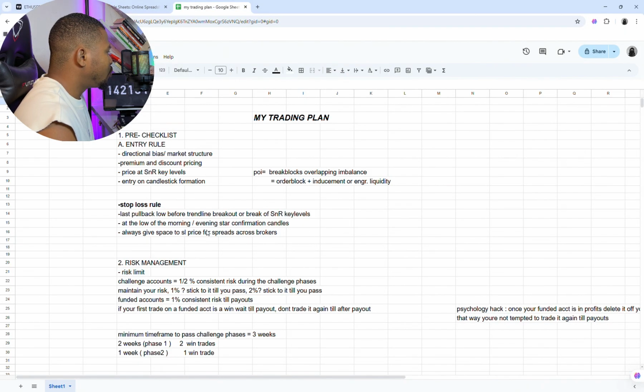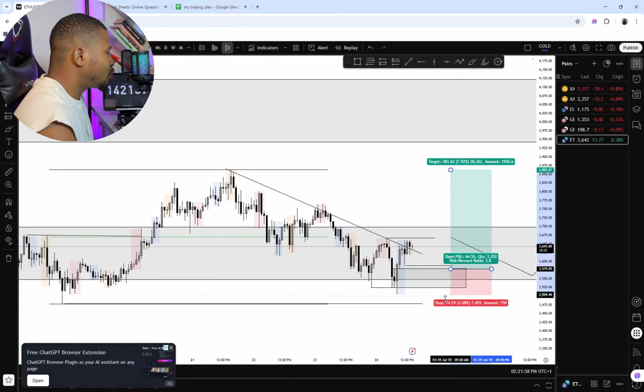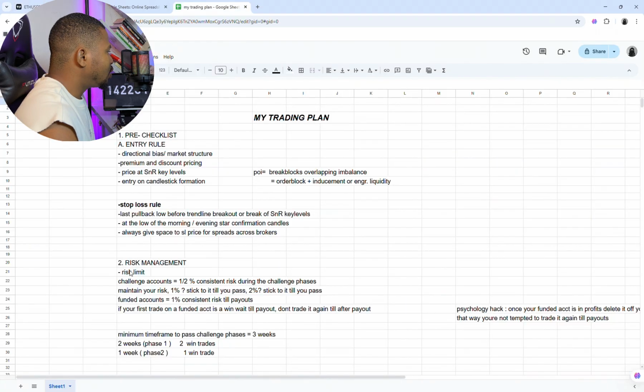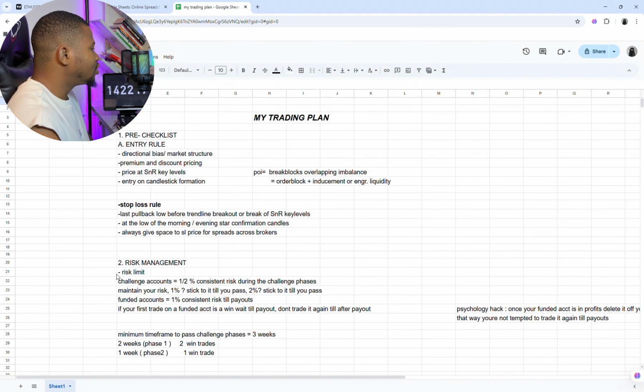Then, the low of the morning star. If I use a morning star or evening star for sell and buy confirmation, I'll be putting my stop loss at the low of that candle. And the next is always give space to your stop loss for spread. Yeah, I normally do that. Instead of making it too tight, if I'm supposed to put my stop loss here, I can put it at the next low just to give room for the stop loss in case of spread.